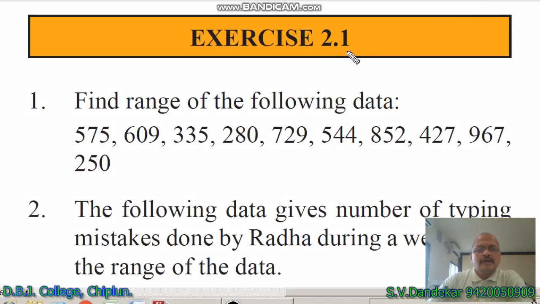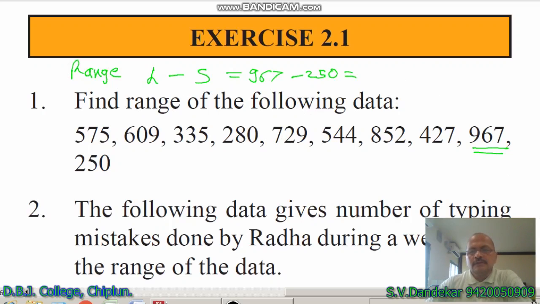Let us discuss exercise 2.1. The first question is find range of the following data. The data is given to us. Range means the largest value minus smallest value. In this case, the largest value is 967 and the smallest value is 250. So 967 minus 250, whatever may be the difference, is your answer range.